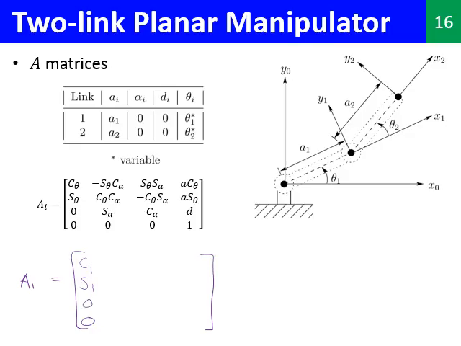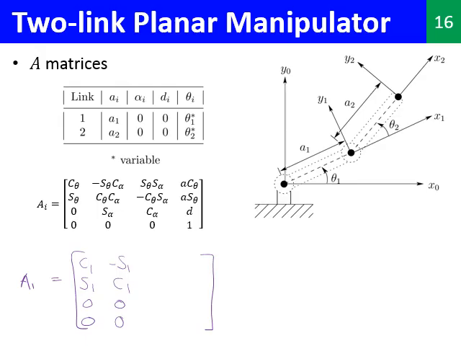We go to the second column. So we have cos alpha. Alpha is equal to 0 in the first row of the DH table. Therefore, this is going to be minus S1. And cos theta cos alpha is going to be cos theta, because cos alpha is 1. So this is going to be C1. Then we have sin alpha 1. Alpha 1 is 0. Therefore, this is going to be 0. And this is also 0.